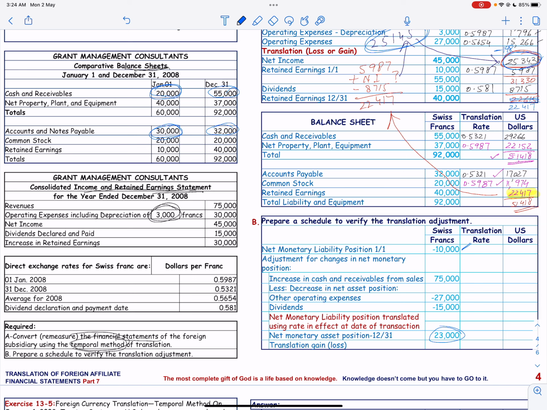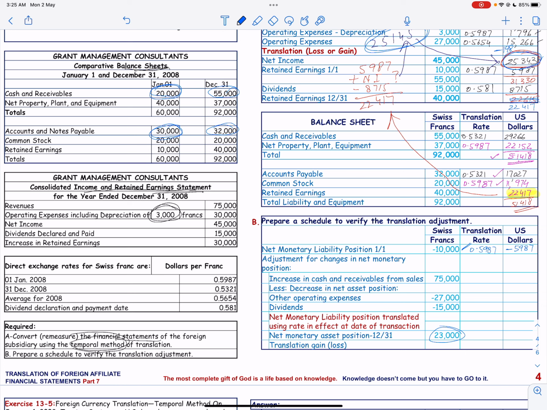Let us now reconcile the difference between the two. We will first convert the net monetary liability position at the beginning of the year, and for that we will use the historical rate, that is the rate on 1st of January 2008, that is 0.5987. And this will be minus, because the difference is negative, 5,987.